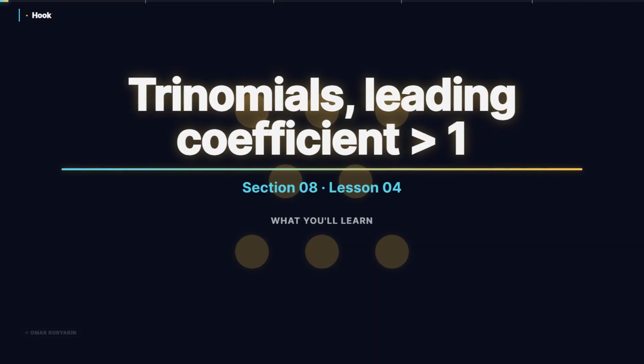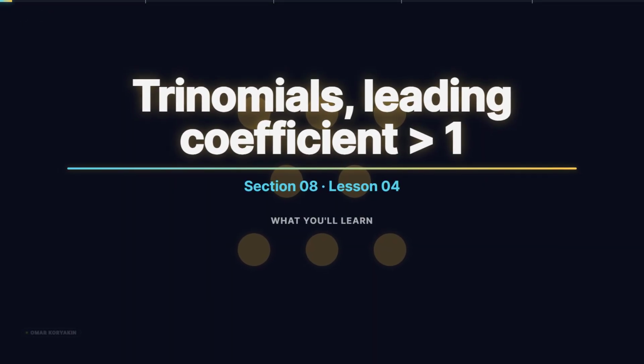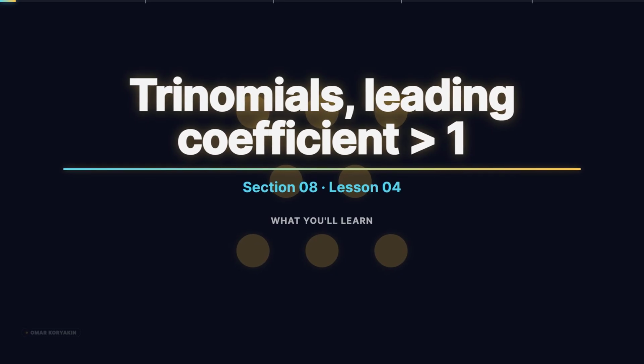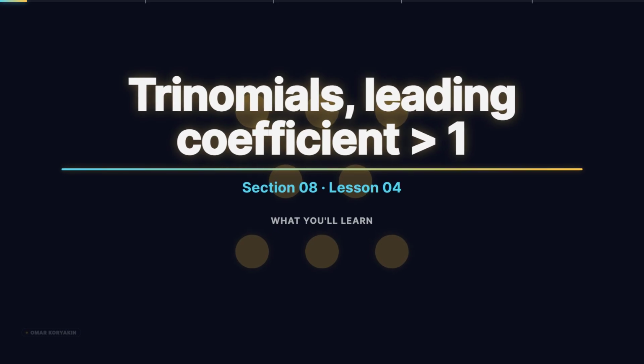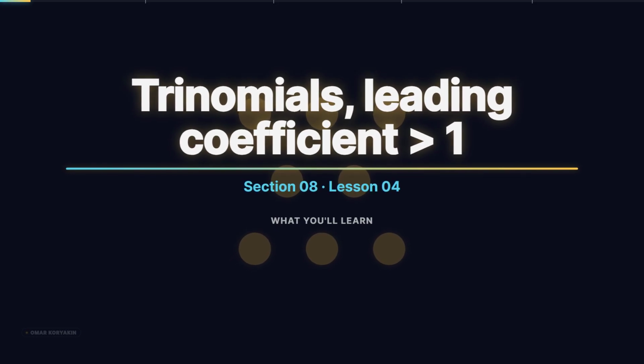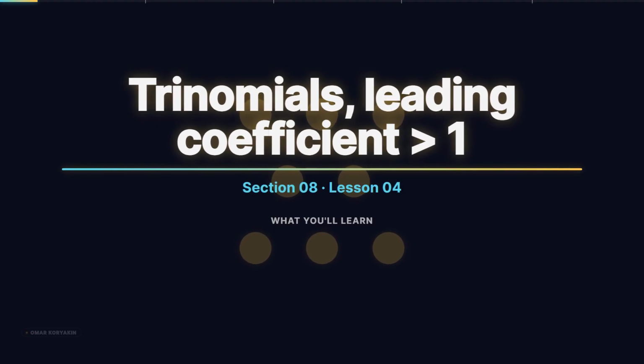Welcome to Section 8, Lesson 4. The previous lesson factored trinomials with a leading coefficient of 1, where the search was just for two numbers whose product was C and sum was B. When the leading coefficient is bigger than 1, that simple search needs an upgrade.